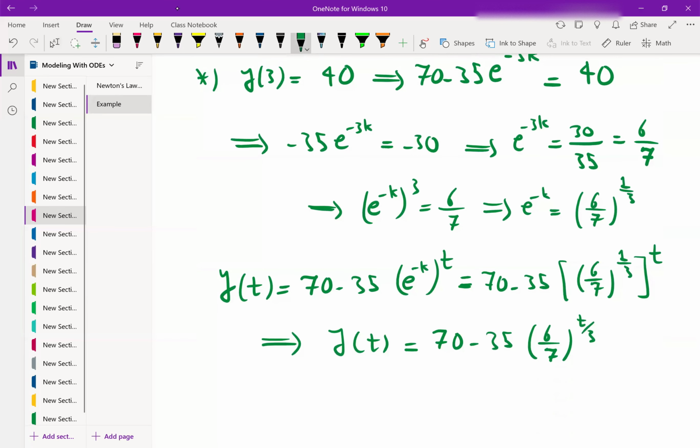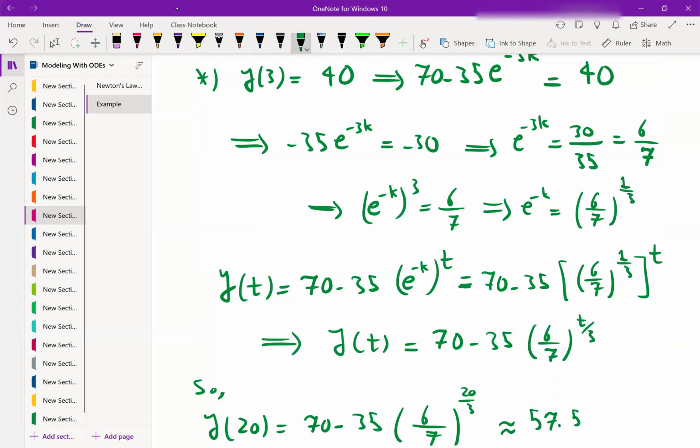Now, the question asks us to compute y after 20 minutes. y of 20 is equal to 70 minus 35 times 6/7 to the power of 20/3. Now, use a calculator. I think it's approximately equal to 57.5 degrees Fahrenheit. Awesome.